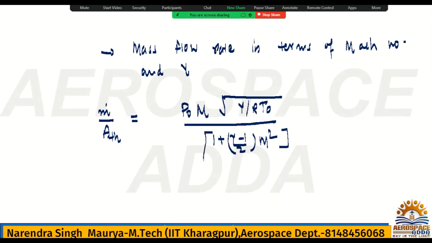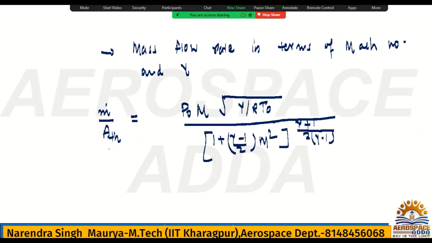This was (gamma plus 1) divided by (2 gamma minus 1). Yes or no? Check, this was the formula, and this is the mass flow rate in terms of Mach number. We are finding m dot by A_th. So what is the Mach number at the throat?